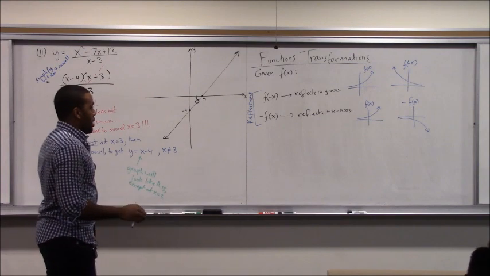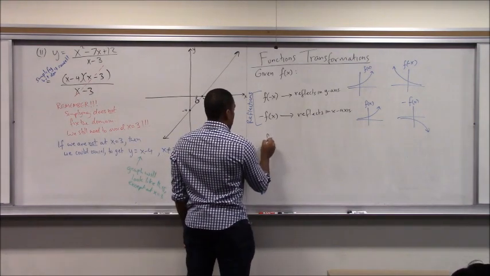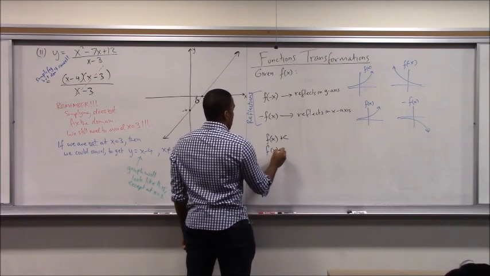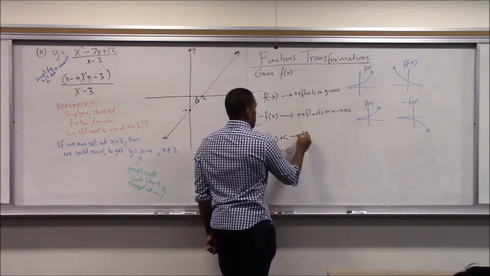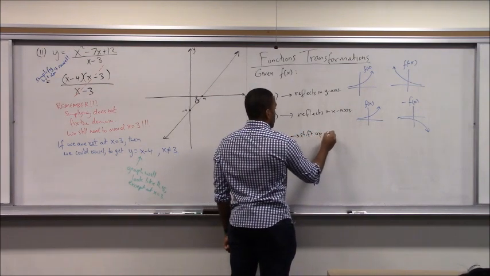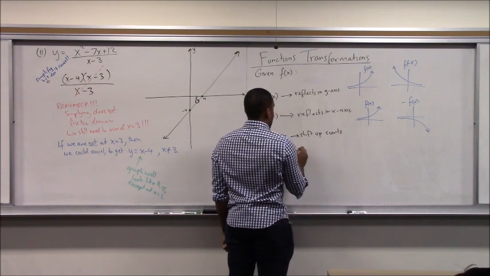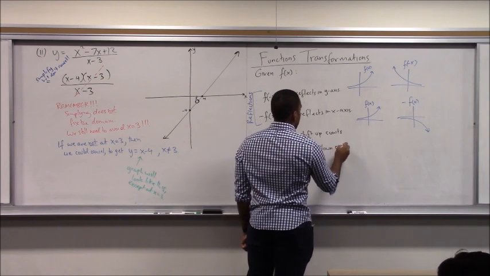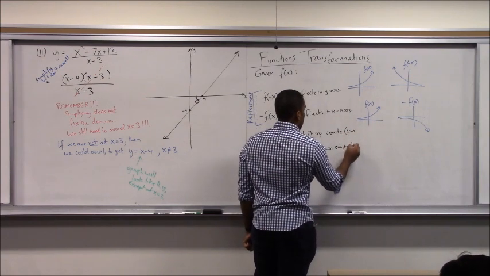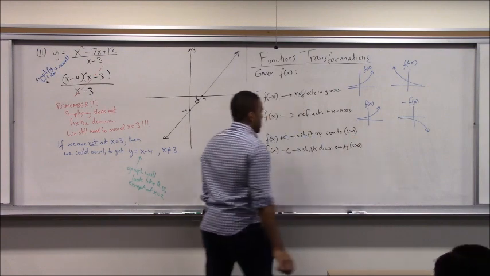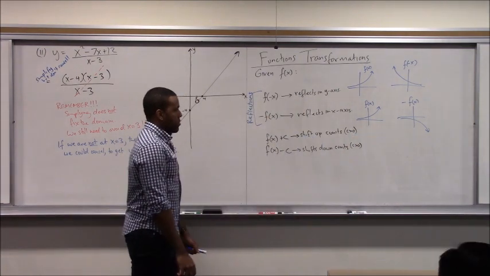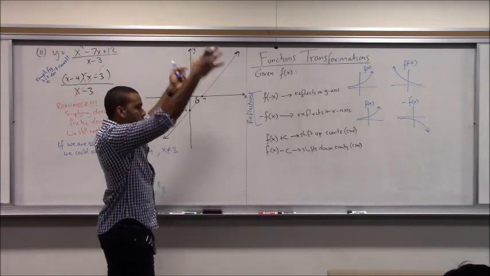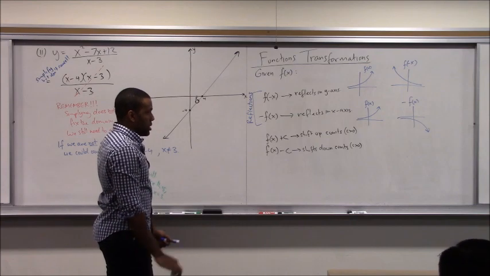Now you also do have shifts. So if you have f of x and you add a constant, or f of x, you subtract a constant, this shifts up c units. This shifts down c units. I'm assuming c is a positive number here. So that's called a vertical shift. So if you have a function and I add a number to it, it will shift the entire graph up by as many units as I just added.